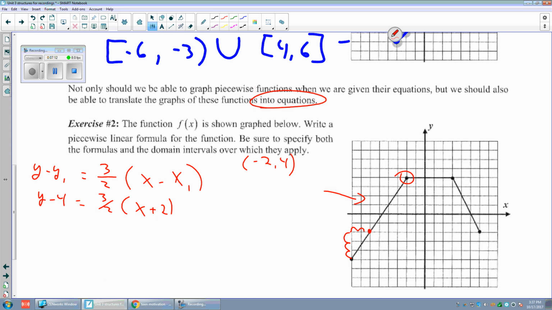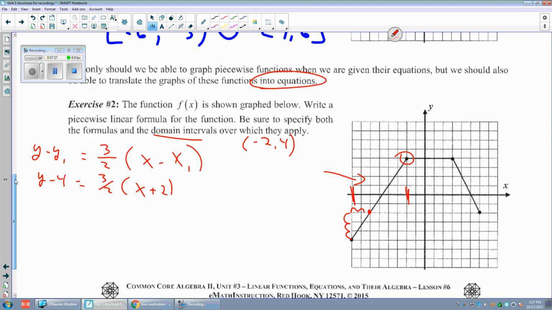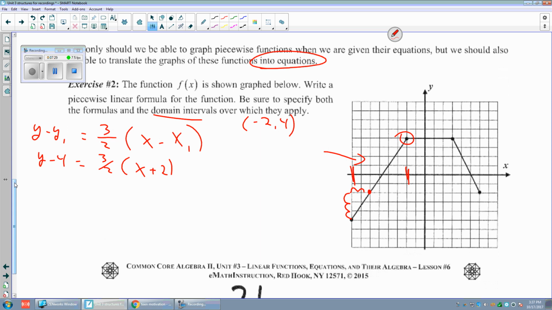That's the first segment. And by the way, it says the domain intervals over which they apply. The domain goes from here to here: -2, -3, -4, -5, -6, -7, -8. So that's for x greater than or equal to -8 and less than or equal to -2. Let's make this a little neater.